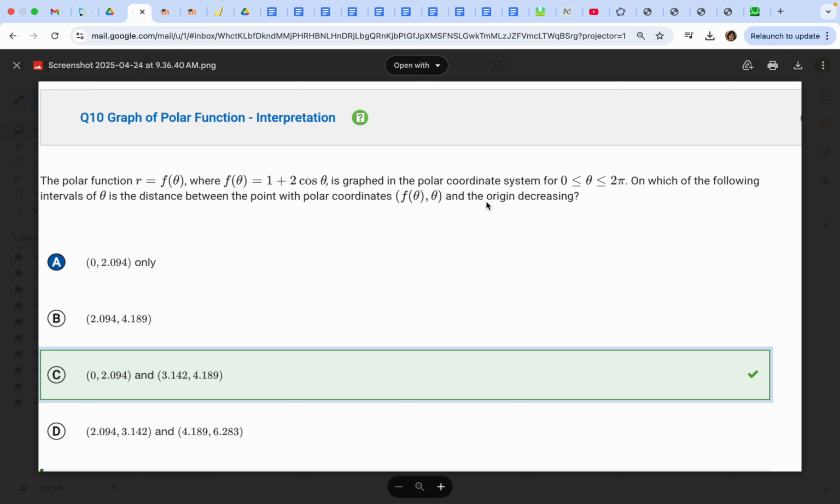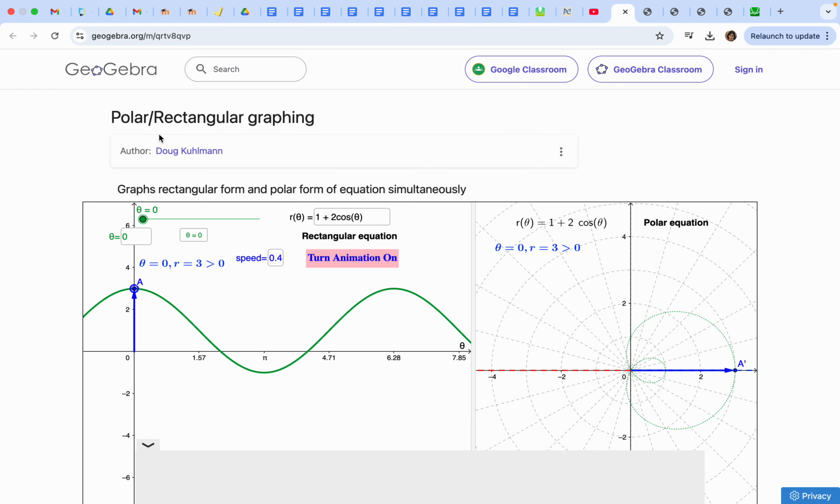the distance between the point in polar coordinates and the origin decreasing. So what that means is that we're coming back to the origin, right? And I brought back up this graphing thing we did in class because it's really helpful, because we want to be coming back to the origin.